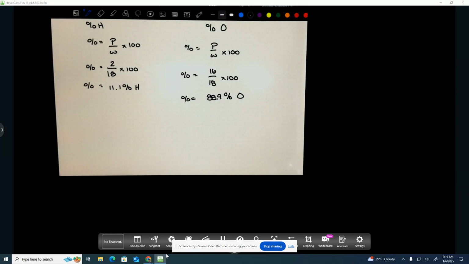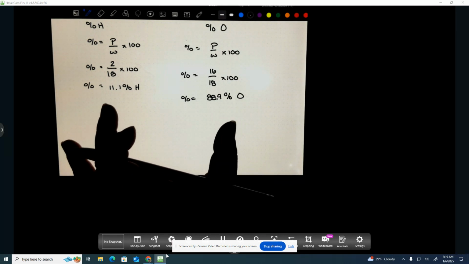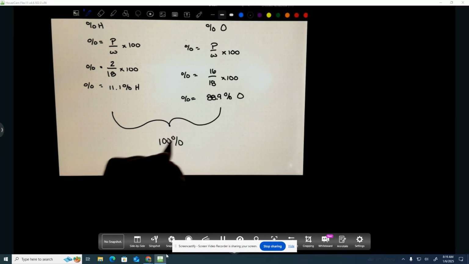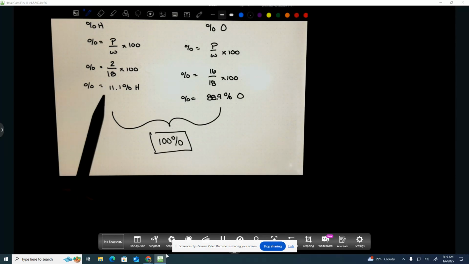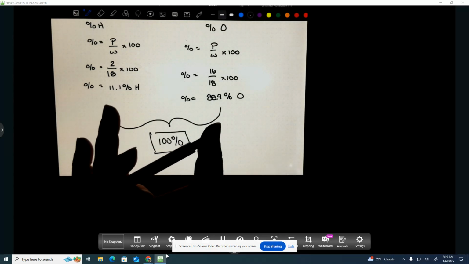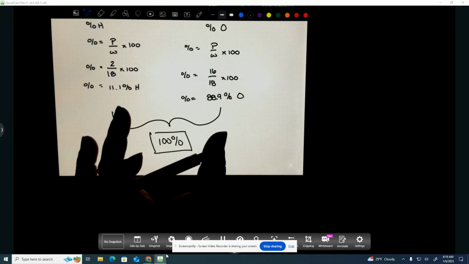Now, some of you already saw that if we're doing percents, these needed to add to 100% because the whole thing should be 100%. So what some of us did was we just took the 100 minus the 11.1 and we got 88.9. But I wanted you to see that it will work for anything, this formula. Okay, you good?